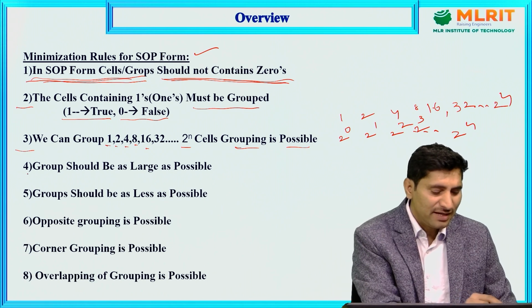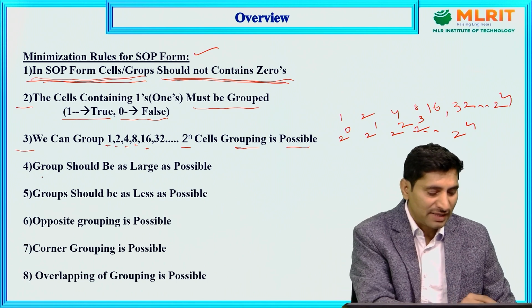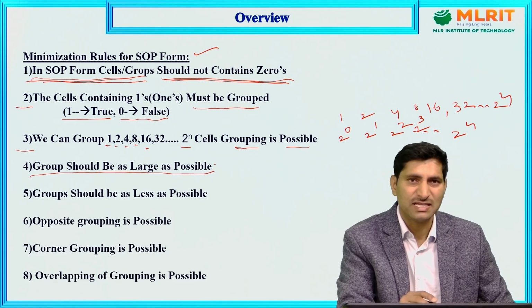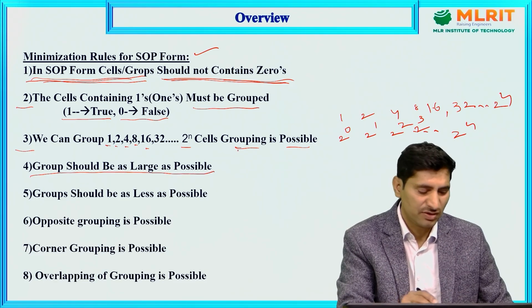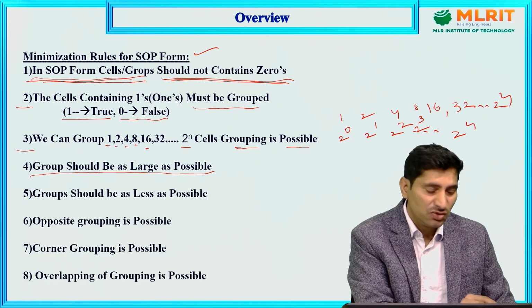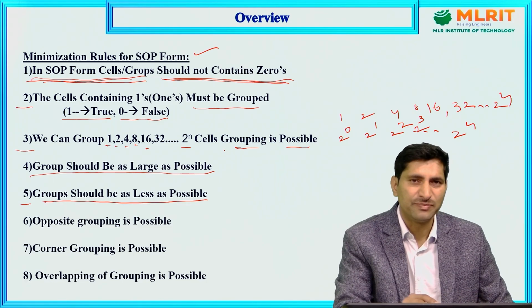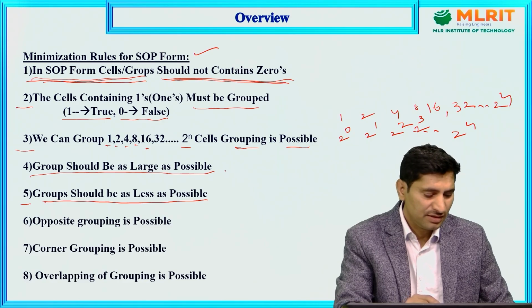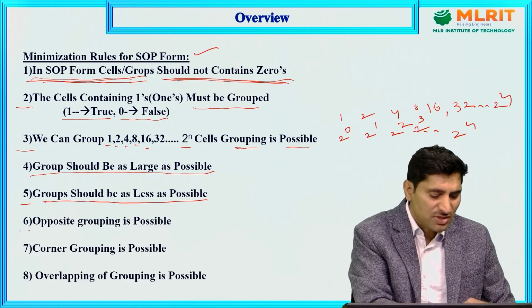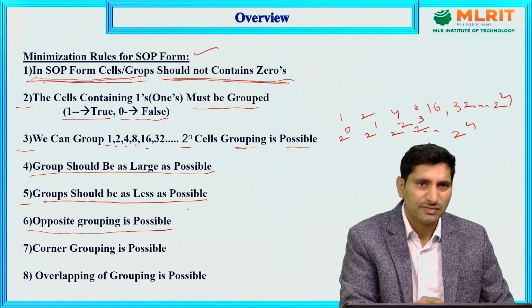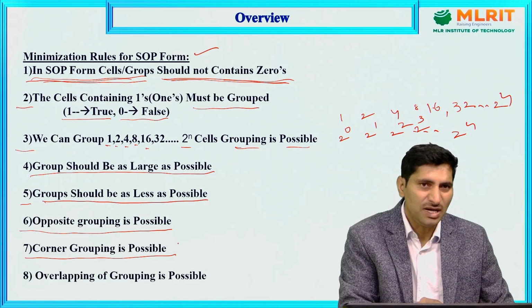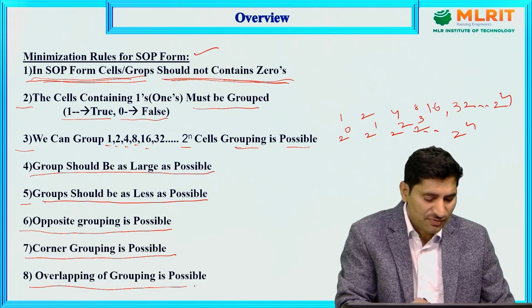Next, the fourth point is, while we are grouping, the group should be as large as possible. The fifth rule is, the number of groups should be as small as possible. Next, opposite grouping is possible. Next, corner grouping is possible, and overlapping of grouping is possible.